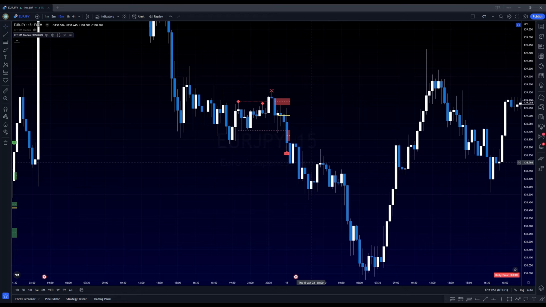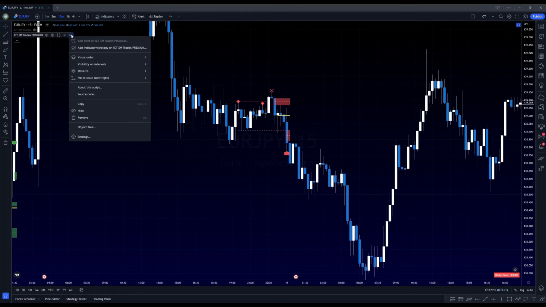I hope I explained it a little. I know my English is not the best, but I try my best to explain. So I would like to show you new features of the ICT SM Trades Premium Indicator, and I would like to show how to set alerts.